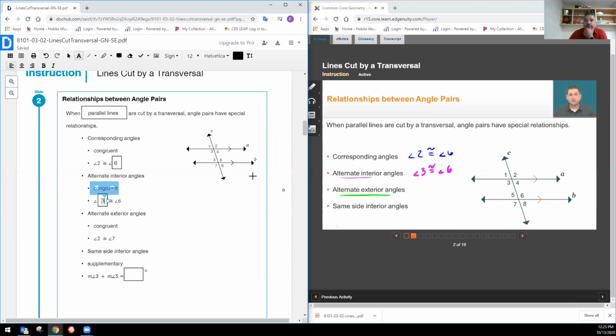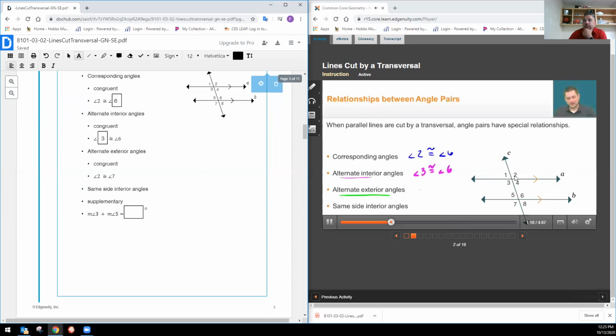If I was referring to alternate exterior angles, the same idea applies. Take angle 2 and angle 7, for example, or angle 1 and angle 8. These two pairs of angles would also be considered congruent.